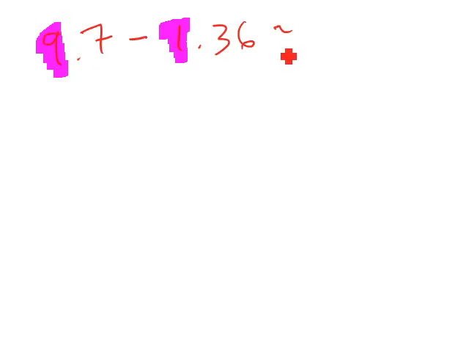Here's another example. This one might look a little bit different. I'm going to do 9.7 minus 1.36. Front-end estimation tells you to look at just the whole number, everything to the left of the decimal point. And that, in this case, is 9. I didn't pick a good color there, sorry. 9 minus 1. So it's going to be approximately 8. Okay, and that's important to make sure I do this right.